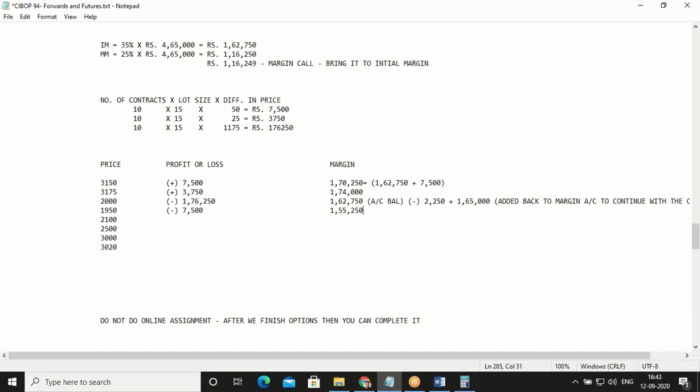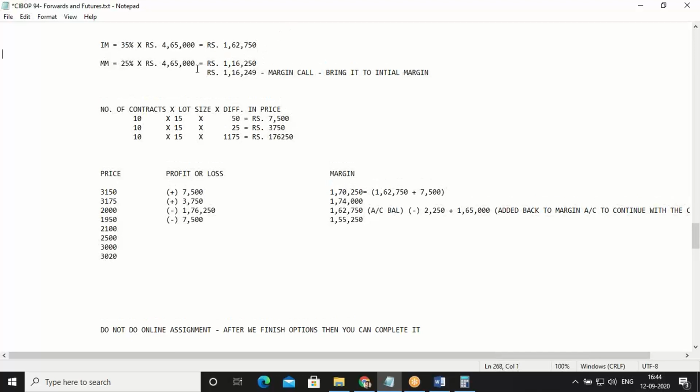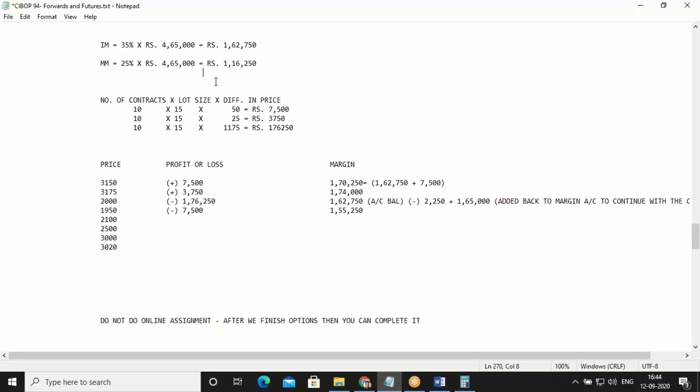Okay, so Saurabh and Sunny, listen carefully, and Preeti as well. See, now 1,55,000 is above your maintenance margin. So as long as you're above 1,16,250, you're safe. Even if you took a loss of 7,500, you don't need to add any additional money. You can continue to stay in the contract. Now, in case your account balance goes below 1,16,000, then you have to add.